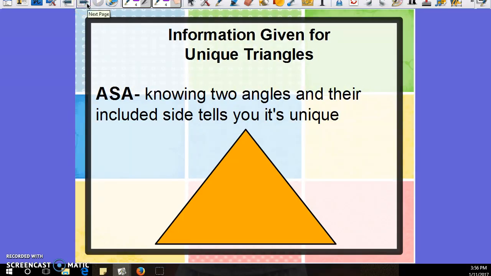Alright, the next one is angle, side, angle. So that is knowing 2 angles and their included side, which is the side in between them. This tells you it is unique, so only one triangle can be formed.